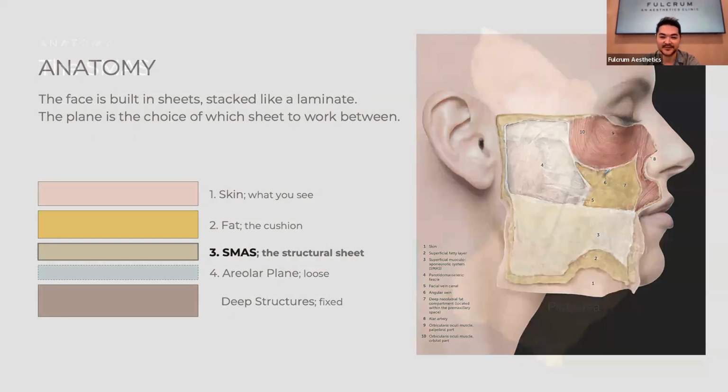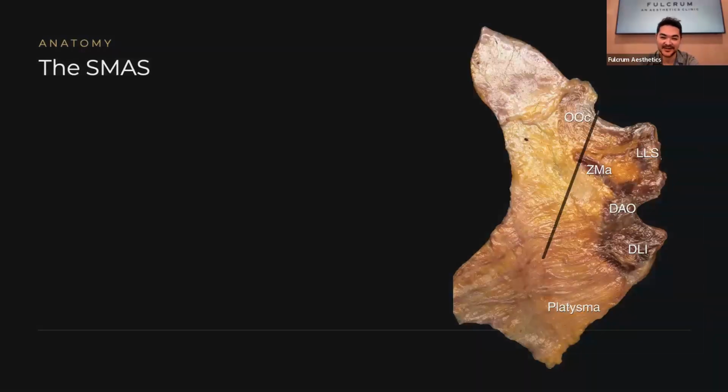What is the SMAS? It has a long name. I'm going to say it once and never again. It's the superficial musculoaponeurotic system. Long word that just means a combination of fibrous tissue and muscle in a mostly continuous sheet from the neck all the way up through the cheek. And that's why doing a face and ignoring the neck makes little sense. They age together.